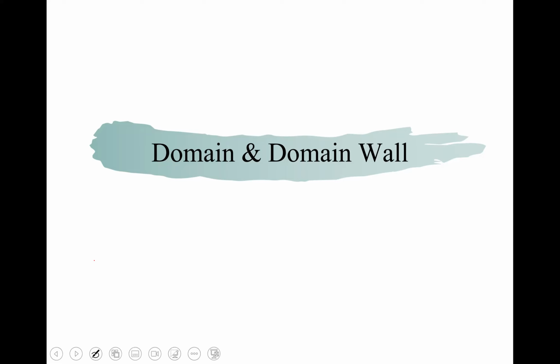Okay, so today we'll learn about the domain and domain wall, which are very important in spintronics applications because we store the magnetic information, or digital information, as a direction of the magnetization. So different domains mean different information, and the domain wall is a kind of separation between two domains. Sometimes if we can manipulate the position of the domain wall, we can change the size of the domain. So it's closely related to information storage.